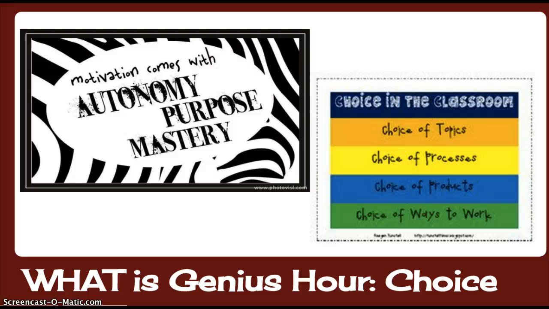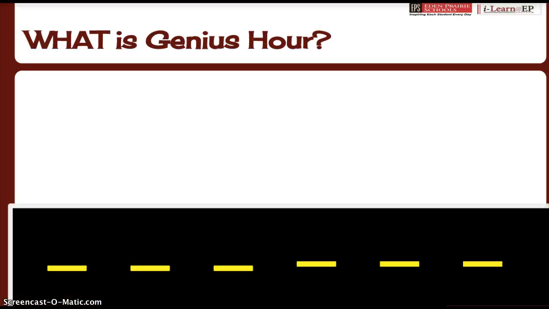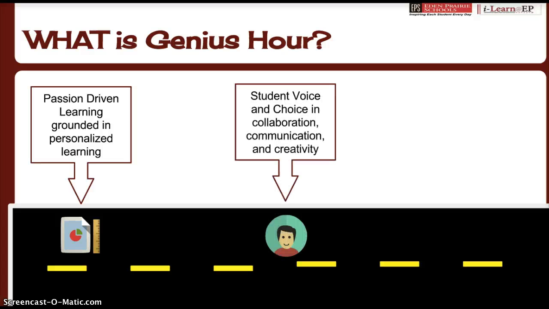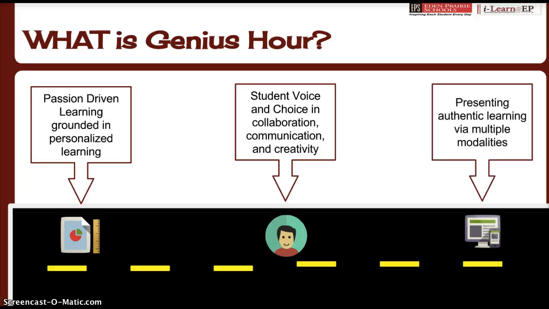The students continuously amaze me with what they have come up with when given choice. In all honesty, it is usually better than what I maybe had even set up for them as a teacher. Within Genius Hour, as I said, there are 3 main components: passion-driven learning, grounded in personalized learning, student voice and choice in collaboration, creativity, and communication, and presenting their learning via multiple modalities and multiple audiences as well.